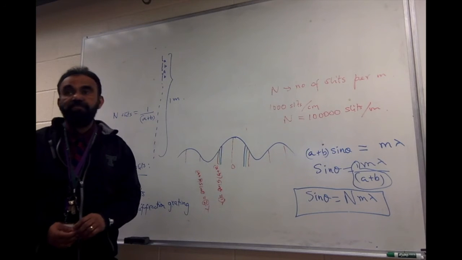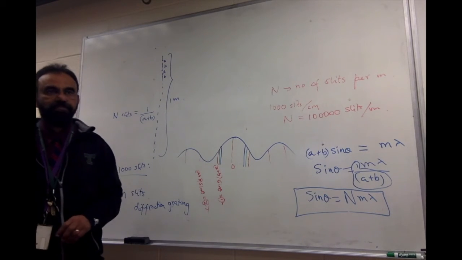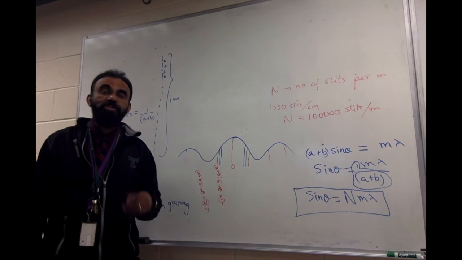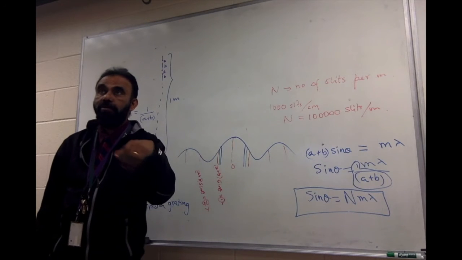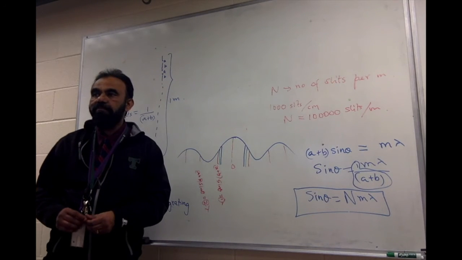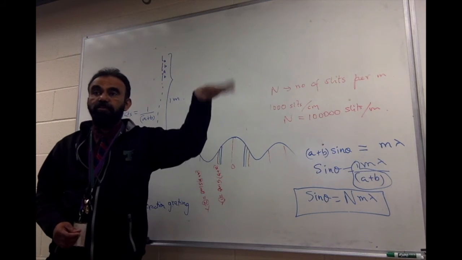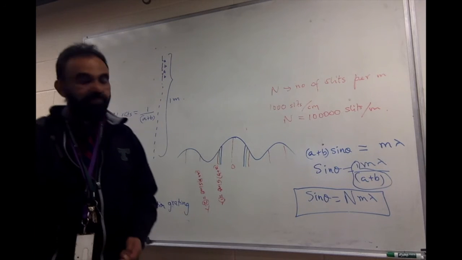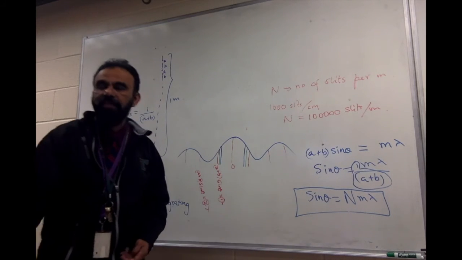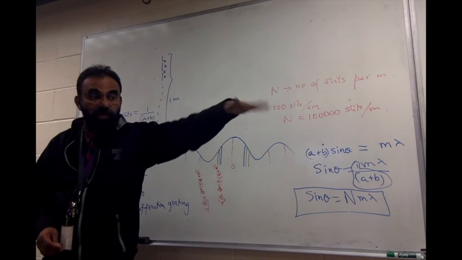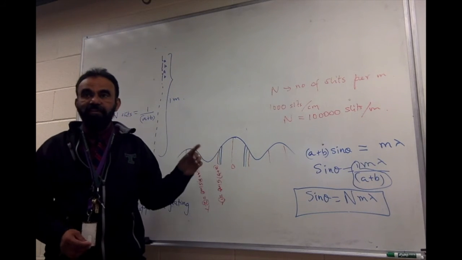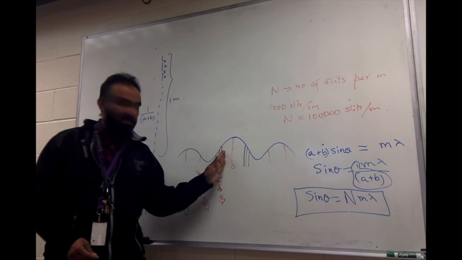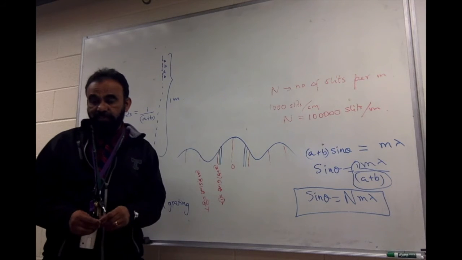Which color is diffracted the least? Violet. Which color is refracted the most, or the least, on a prism? Red is refracted the least, violet is refracted the most. But here, violet is diffracted the least, and red is diffracted the most because of its wavelength.